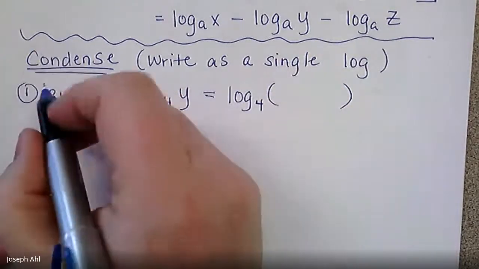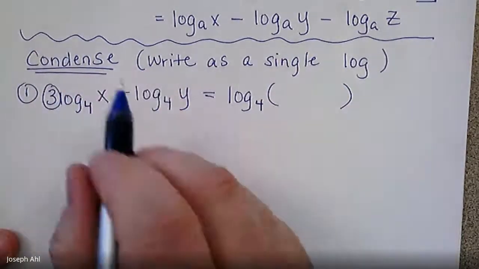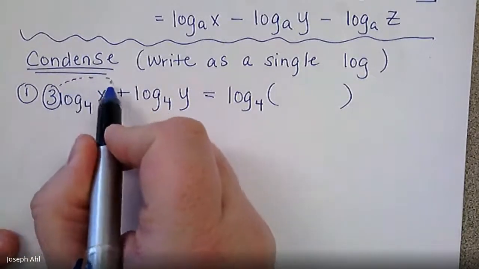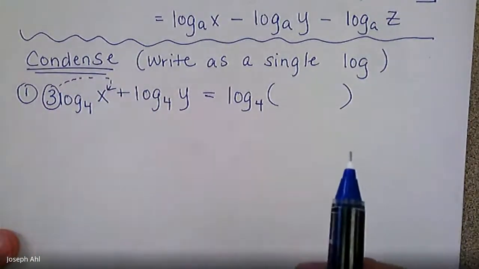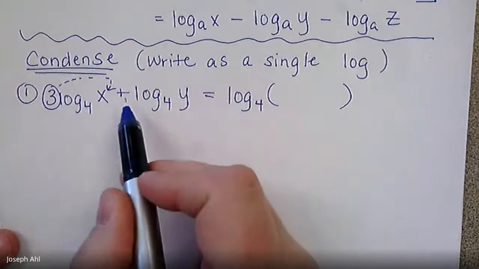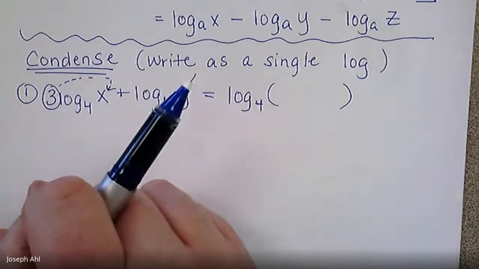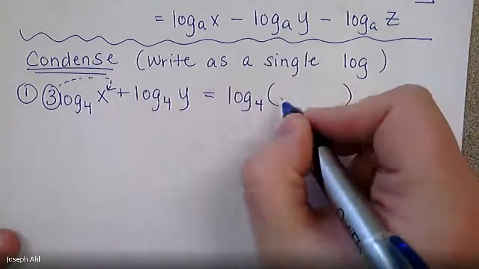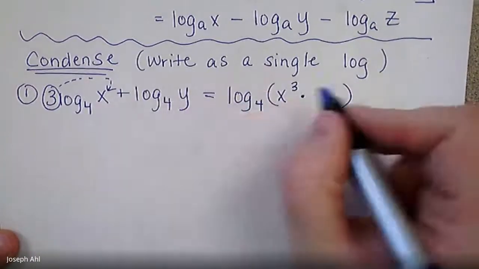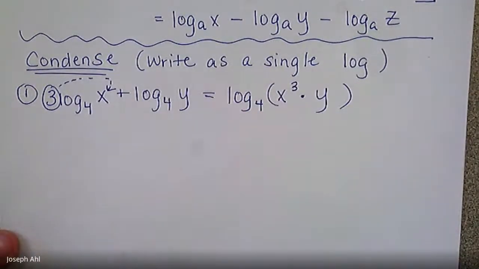So when I do that, if you see a number out front, guess where that's going to go? Exactly, Angry Birds it back up to the exponent right there. Addition is going to condense to multiplication. So this is going to be log base 4 of x to the 3rd times y. And that's it.